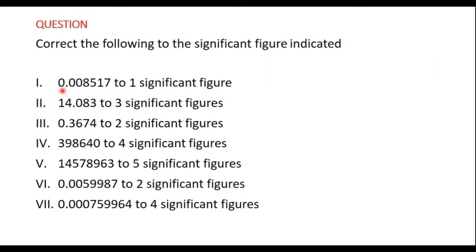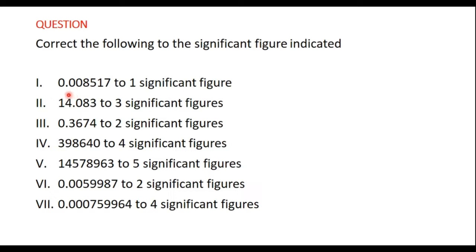So let's take this example: 0.008517. We are saying that if you are counting from left to right, so this is the number we are talking about. Now we are counting from left to right. Then the first non-zero number is the first significant figure. That is the first number that you meet which is not zero. That is the first significant figure.